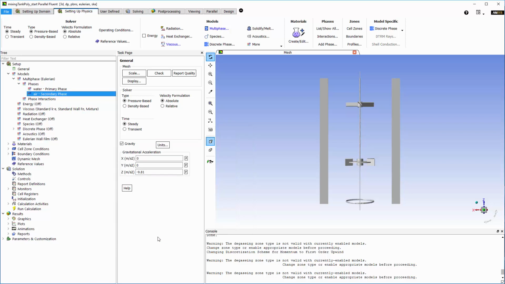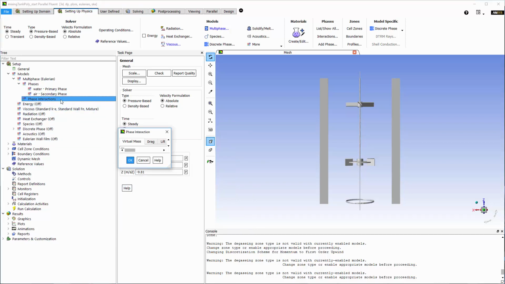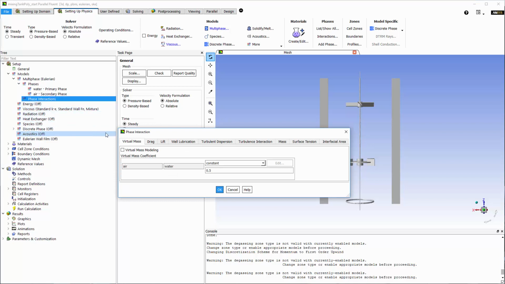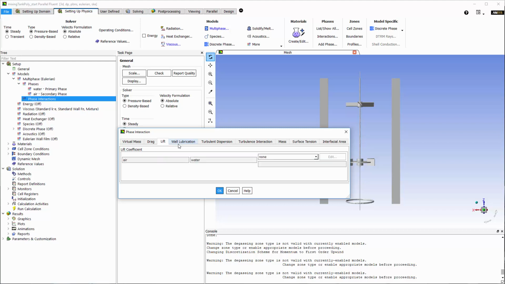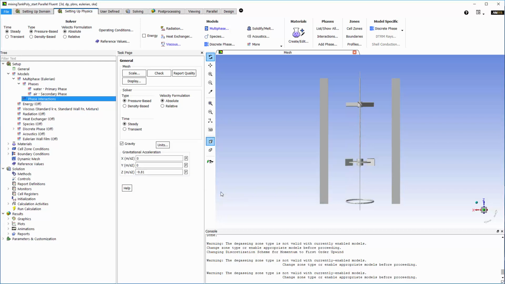Within the phase interactions menu, interactions between each phase can be described. In this example, drag between air bubbles and the bulk fluid is best described by the Grace model, which applies well to liquid-gas mixtures with low gas density and bubble sizes of 1 to 2 mm. I must also include a value describing the surface tension of the bubbles. Many different phase interactions such as lift, wall lubrication, turbulent dispersion, and turbulent interaction can be described here. However, for this case, only drag needs to be considered.